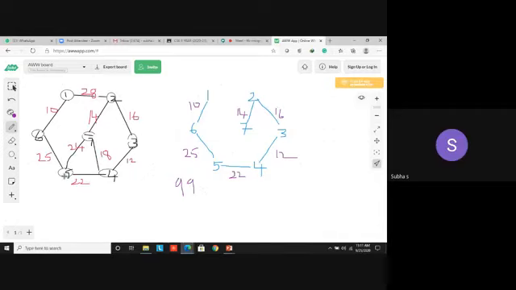Suppose from 5, if I choose 24, that won't become the minimum spanning tree. From 1 to 6, 6 to 5. From 5, I have 2 paths. From 5 to 7, I can go. From 7, 7 to 2, then 2 to 3, then 3 to 4. That is by disconnecting this one. If I am connecting, then this one is also a spanning tree, but it won't be a minimum spanning tree. It costs more, 101 or 102, more than 99.